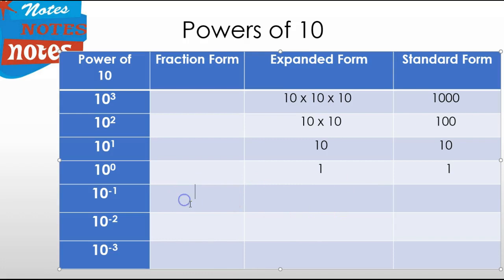All right, 10 to the negative first. So again, remember, this is where I have my fraction. So I'm going to insert a fraction here. So this is my 1/10. The expanded form is just 1/10. I only have one of them. And then the decimal or the standard form is 0.1. I moved the decimal one place to the left. So it went from here to before the 1.